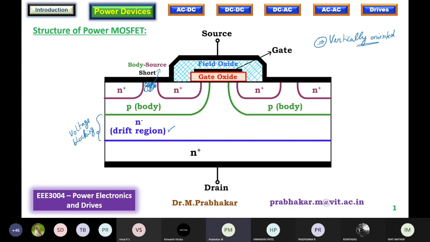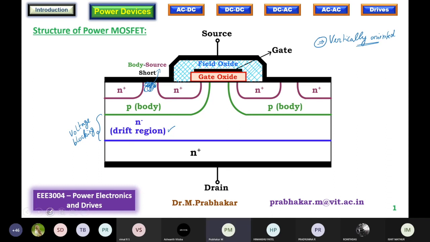The advantage of that is current is going to sink through the source. Therefore, sink means it will flow from the drain to the source. So the source will act as that sink. So you can have a heat sink attached to that source, and the drain current will cause a heat, and that heat will be easily dissipated. That is the purpose of this body source short.